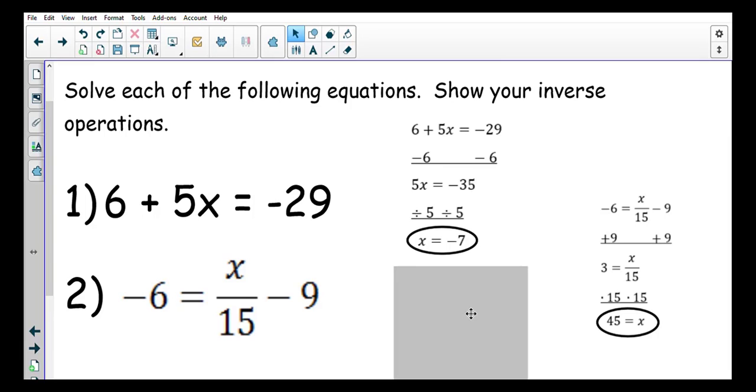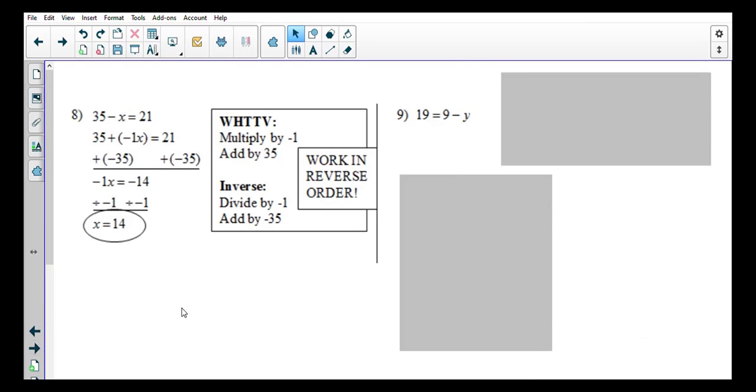Keep in mind with 2 steps, there's a lot more places where you could go wrong. So just be really careful with your work, because one little mistake at the beginning could throw off the rest of your solution. All right, so numbers 8 and 9 are very similar. In fact, number 8 is basically the same as question number 9, just with different numbers. Number 8 is done for us. The question is 35 minus x equals 21.